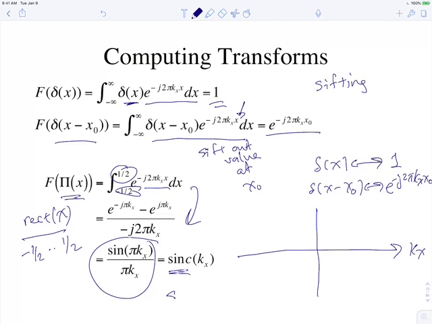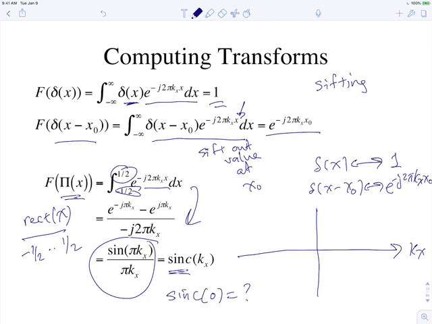So first of all, what is sinc of 0? Sine of 0 is 0, and pi times kx is 0, so it's 0 over 0, right? So what thing from calculus should you now use? L'Hopital's rule, right? Everyone remember good old L'Hopital?